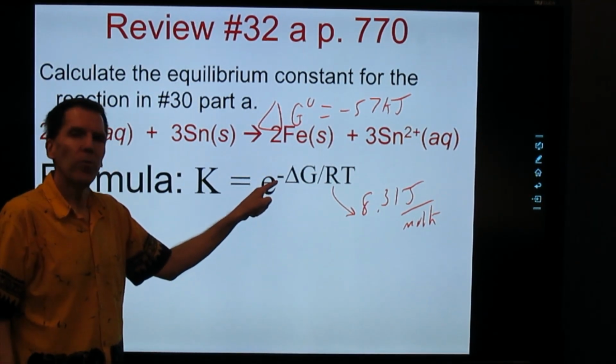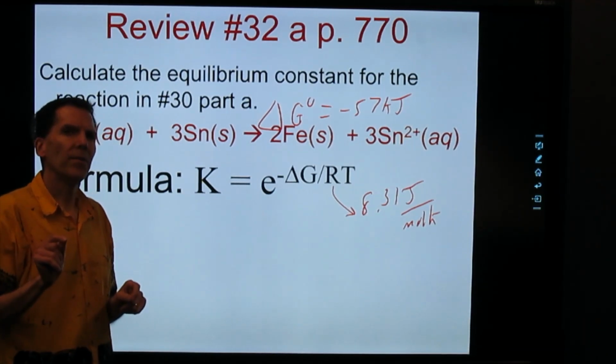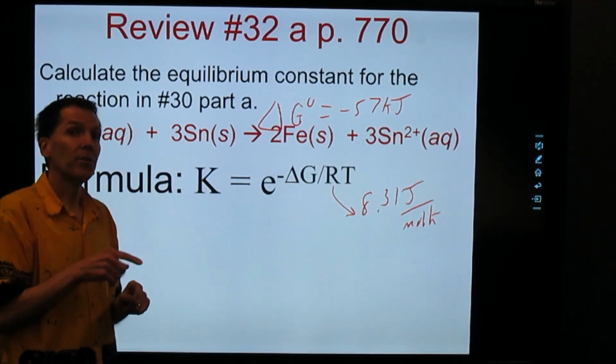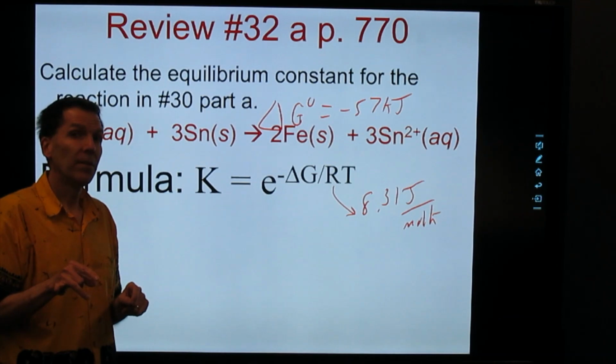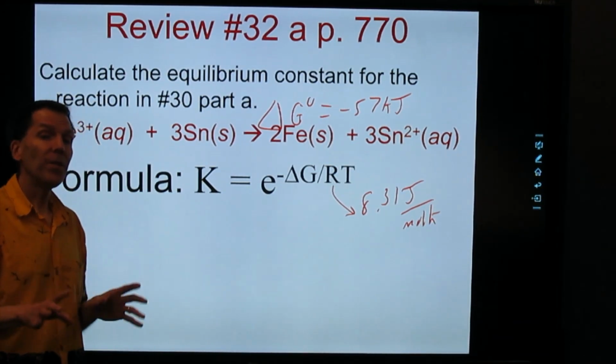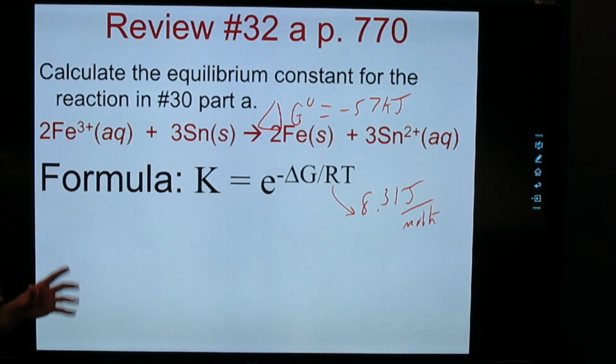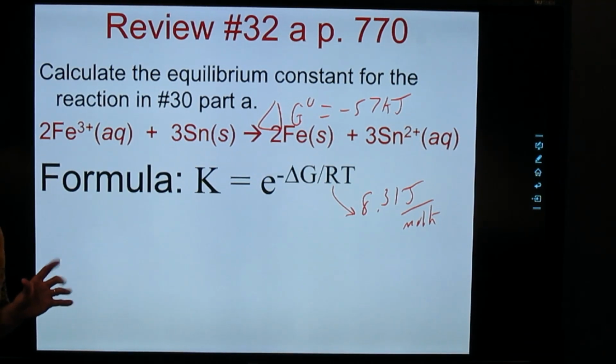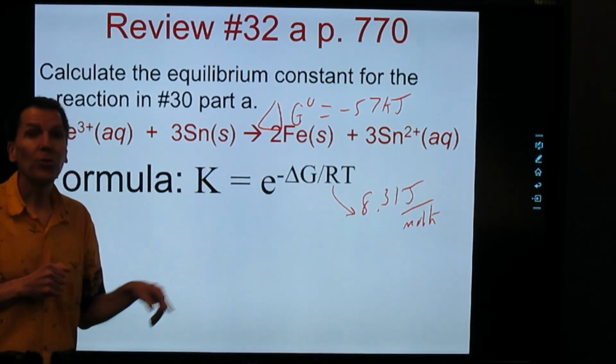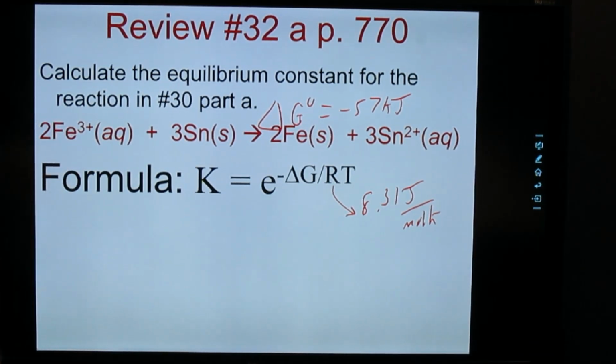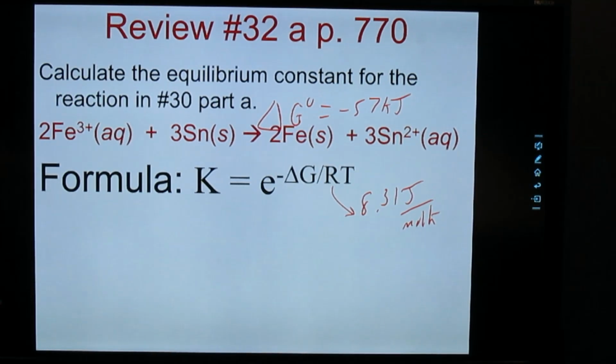There's a negative in the formula. There's also a negative on the value for the delta G. That's the negative 57. And it's going to be negative 57,900 joules. Temperature is 298. So type all that in on your calculator and hit pause on the video. And then when we come back, I'll put the answer on the screen.